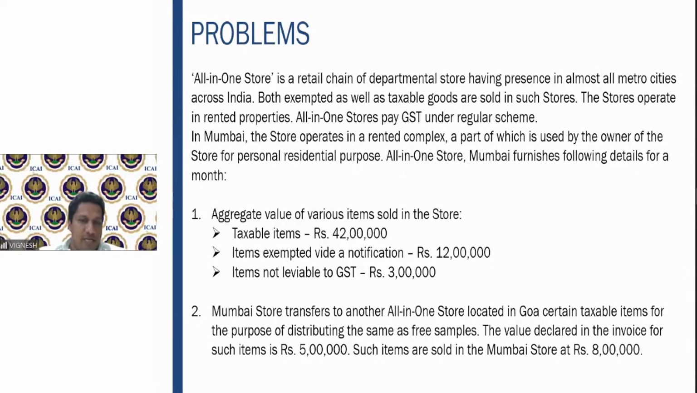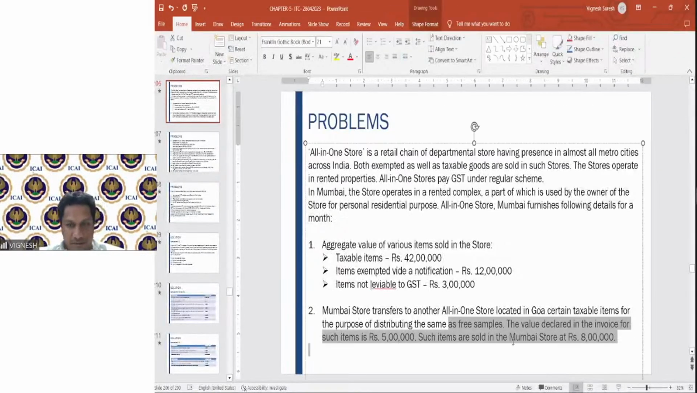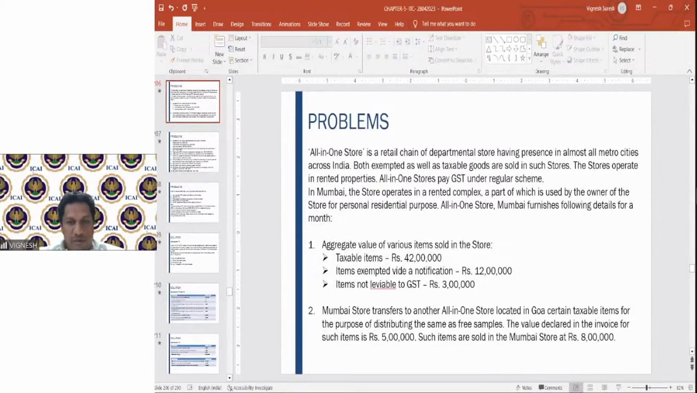Apart from that, what else has to be taken? This one. This one also will be covered here. So how much is that? Please check once. What is the total supply?